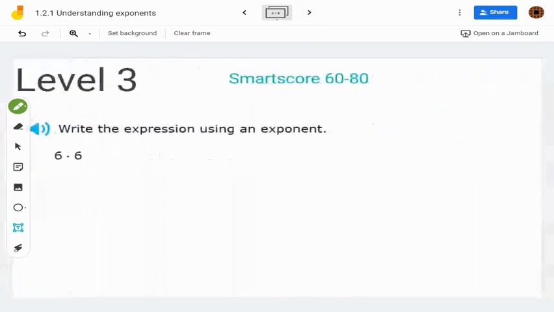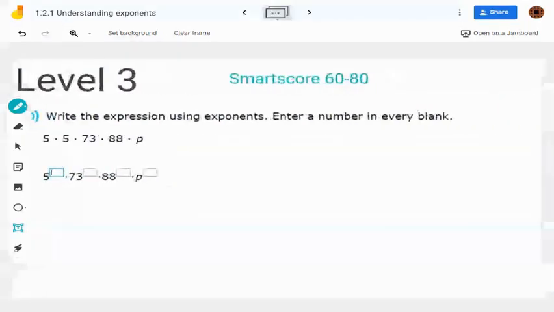So let's try the next level. This level will get you up to 80. Now it's a little different, a little more complicated, in that they don't give you the base, but you're supposed to write the expression using an exponent. Well, we have 6 times 6. That's 2 of them. It's being repeated twice, so we can write it as 6 to the power of 2. And that's it. Don't have to actually calculate it.